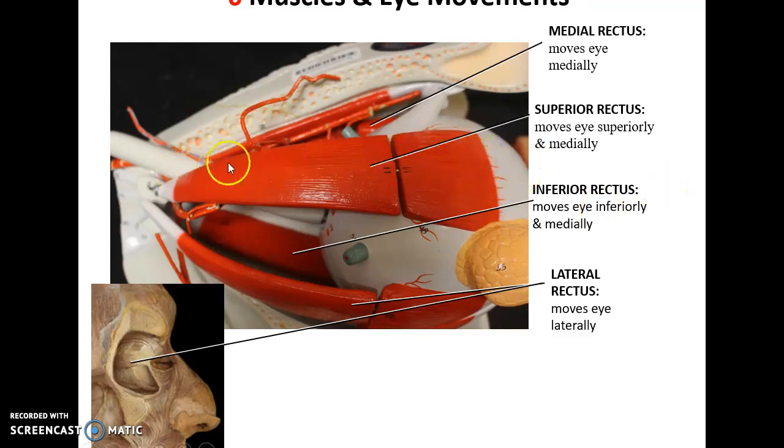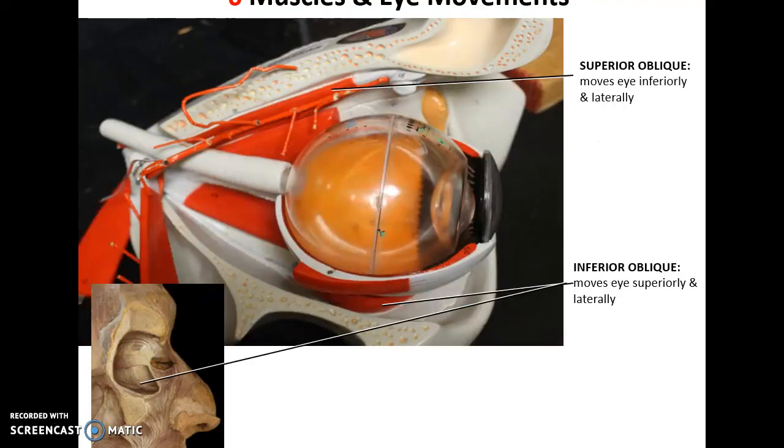So you have the superior rectus muscle attached to the superior anterior region of the eyeball, the medial rectus on the medial side, the lateral rectus on the lateral side, and the inferior rectus on the inferior side. Conveniently enough, they all move the eye in the direction they are located. So medial rectus moves medially, superior rectus moves superiorly plus a little medially, inferior rectus moves inferiorly plus a little medially, and lateral rectus moves laterally.